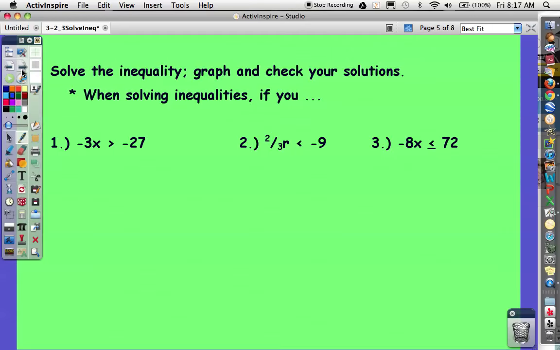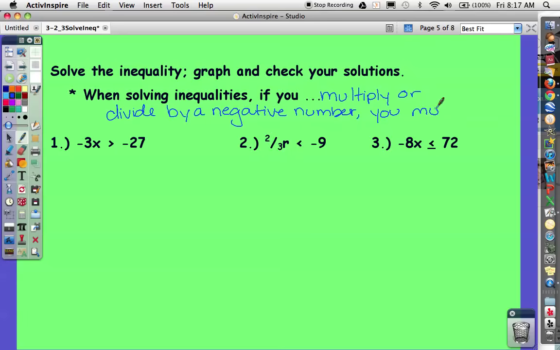There is one difference between solving inequalities and equations, and some of you might remember the rule. Well, when solving an inequality, if you multiply or divide by a negative, you must flip the sign.